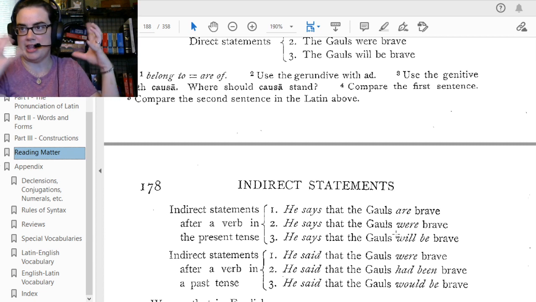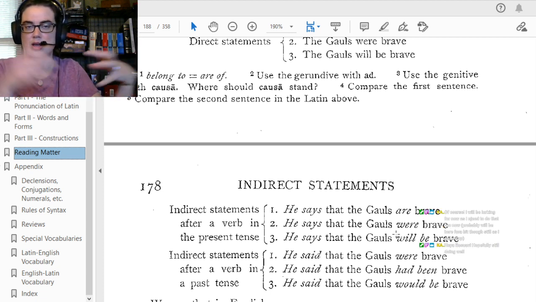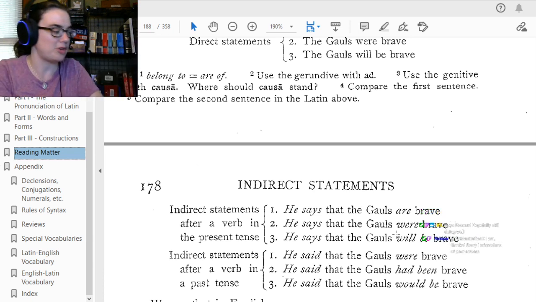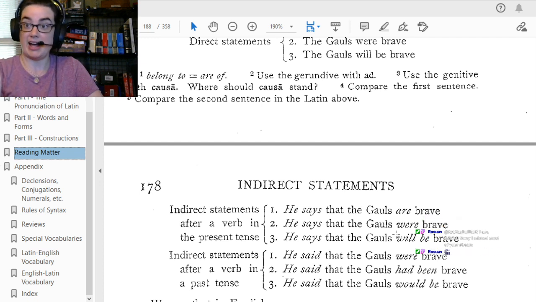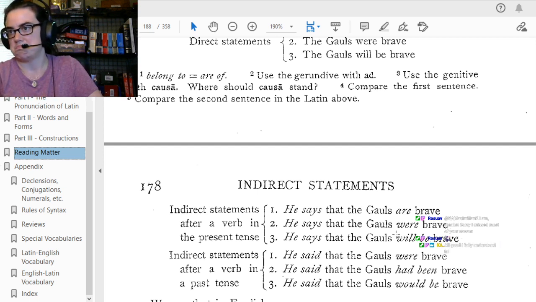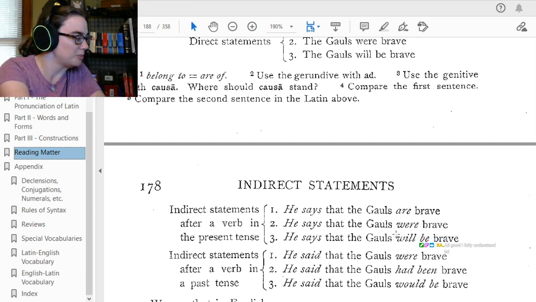When the verb of the head is a present tense, the indirect statement uses the same tense as the direct statement. When the verb of the head is in the past, you do a little tense shift just to make it sound right. A lot of times in English, we'll actually leave out the that. He said the Gauls were brave. That is perfectly acceptable in English. But technically speaking, this is how you form it in English.